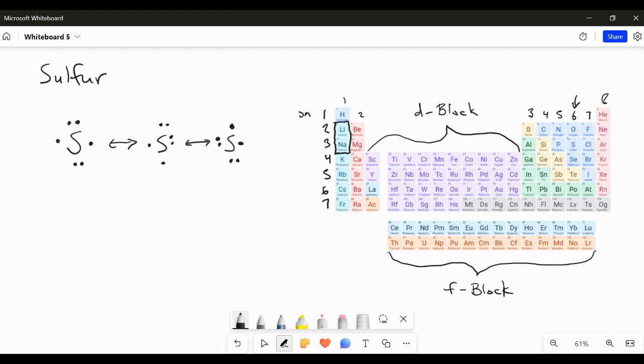Okay? So this means that the most complicated one, like let's say you have something like argon, the most complicated one would have 8 dots. 1, 2, 3, 4, 5, 6, 7, 8. Okay? Something like that would be the most complicated one.